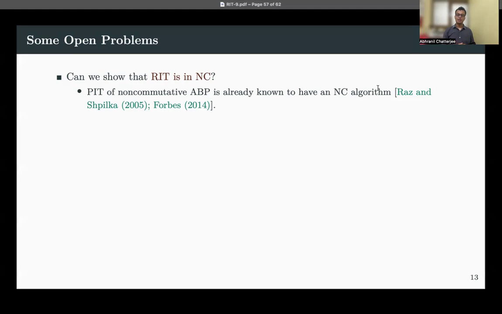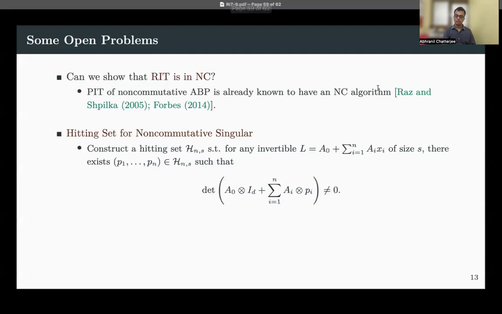The other interesting problem would be to obtain a hitting set for non-commutative singularity. Here the challenge is to come up with a list of matrix tuples H, with parameters N and S, such that for any invariant sizes linear matrix, if it is invertible in the free skew field, there will be some matrix tuple in the hitting set such that the determinant of the blown-up matrix that we have defined will be non-zero.